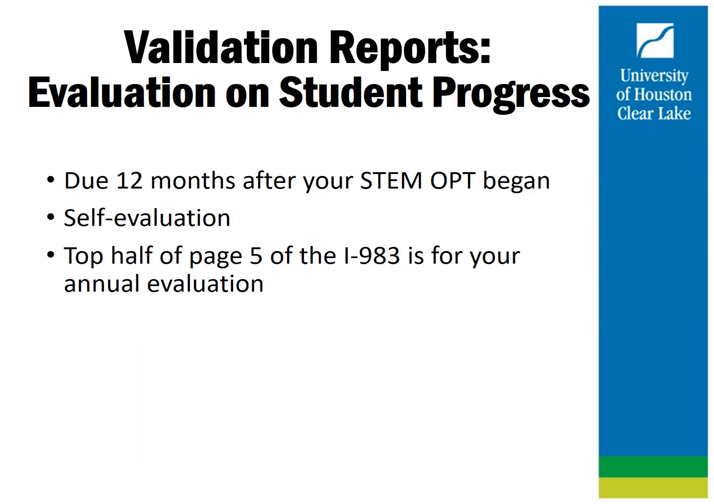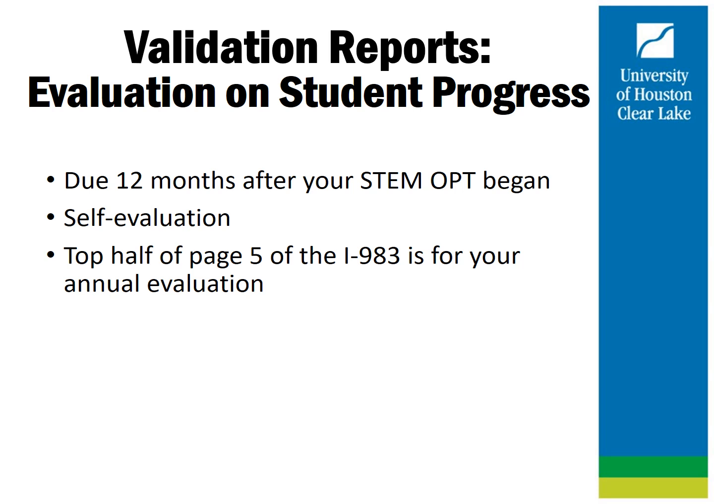The top half of page 5 of your Form I-983 is due after 1 year on STEM OPT. This is a self-evaluation. This means that you, the student, are the one that is evaluating your training, learning, and progress in the first year of STEM OPT. If you have remained within the same employer for the first year, your range of evaluation dates will be from the first date of STEM OPT through the 1 year mark.